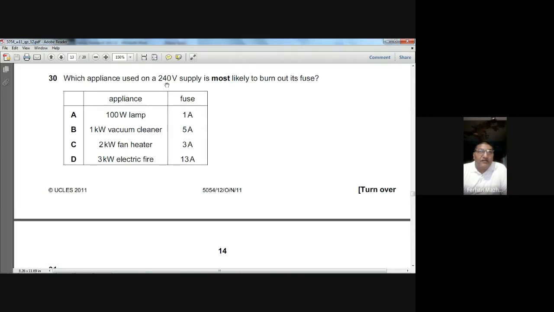Power divided by voltage. For A, 100 watt divided by 240 volt. For B, 1000 watt divided by 240 volt. For C, 2000 watt divided by 240 volt. For D, 3000 watt divided by 240 volt. For A, B, C, D, calculate the current that appliance is taking, and then check if that current is less than or more than the fuse rating. If the current you calculated is more than the fuse you have tied there, that appliance's fuse will burn out. I have done this calculation.